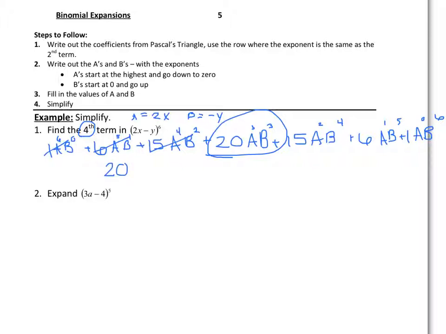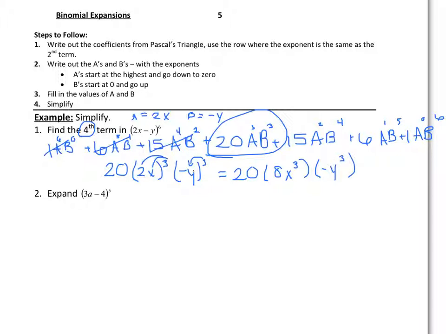So 20, my a value now I'm going to plug in. So a is 2x, so 2x to the third. And negative y is my b, so negative y to the third. So I want to simplify that. The third should be on the outside of the parentheses. So I have 2 to the third and x to the third. So 2 to the third is 8. X to the third is x to the third. Negative y times negative y times negative y would be negative y to the third.